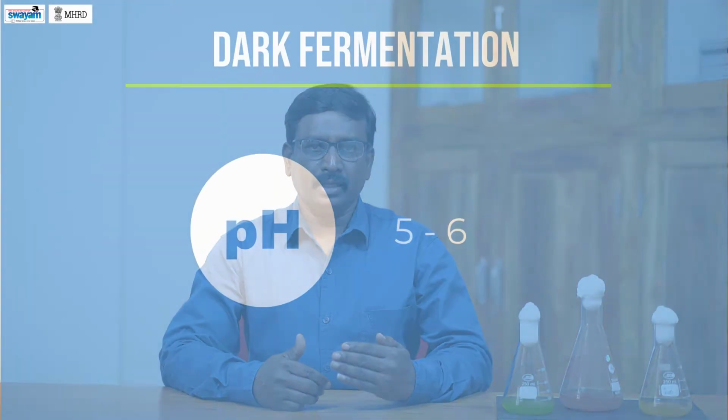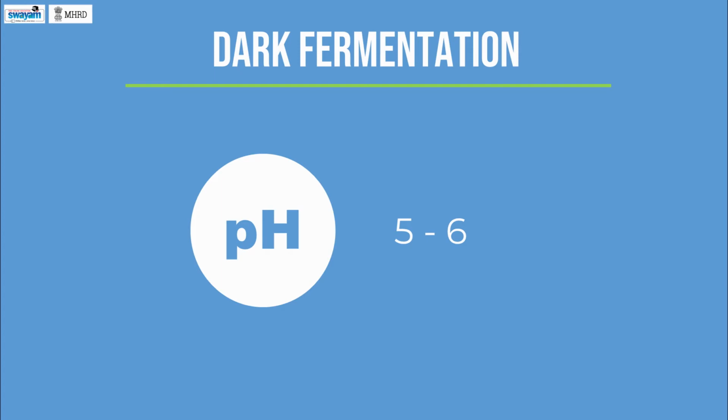However, it is practically impossible to obtain 4 moles of hydrogen from 1 mole of glucose, since both acetate and butyrate are obtained as end products. Hydrogen production through dark fermentation depends on the following factors. pH. A pH range between 5 and 6 is normally maintained for optimal hydrogen production.